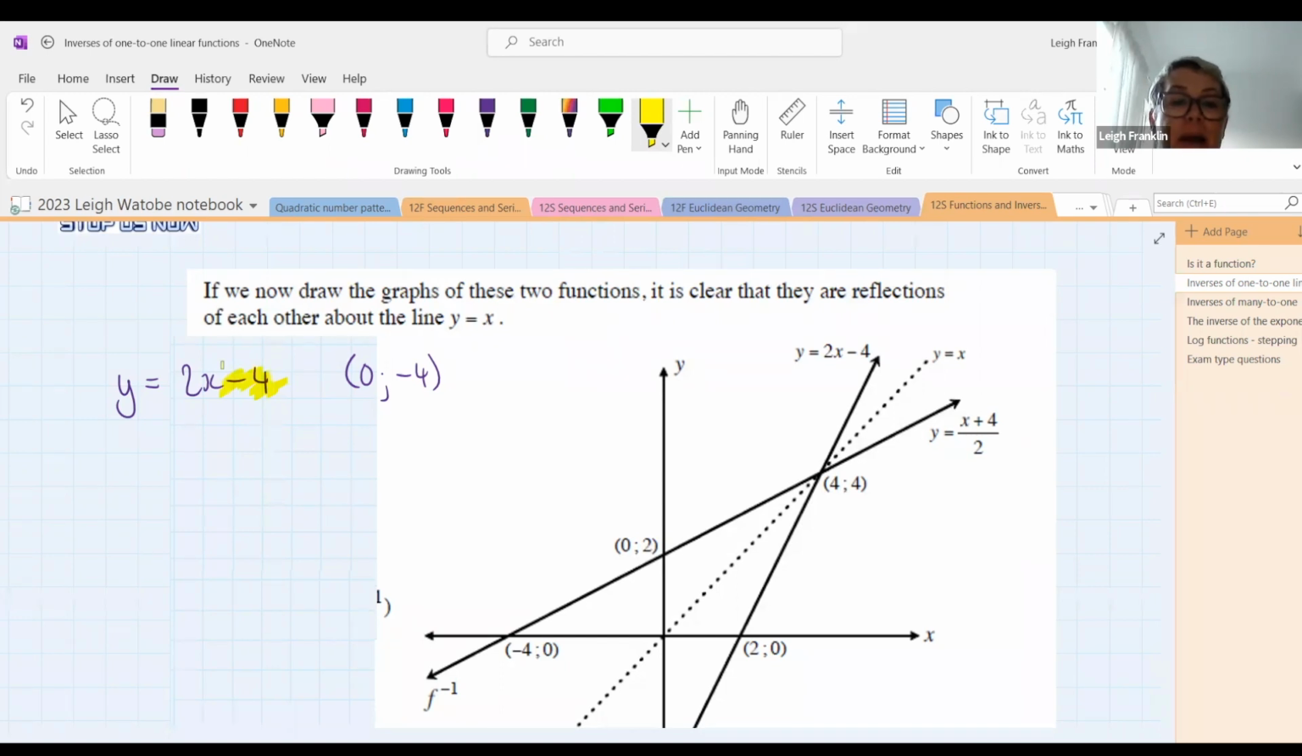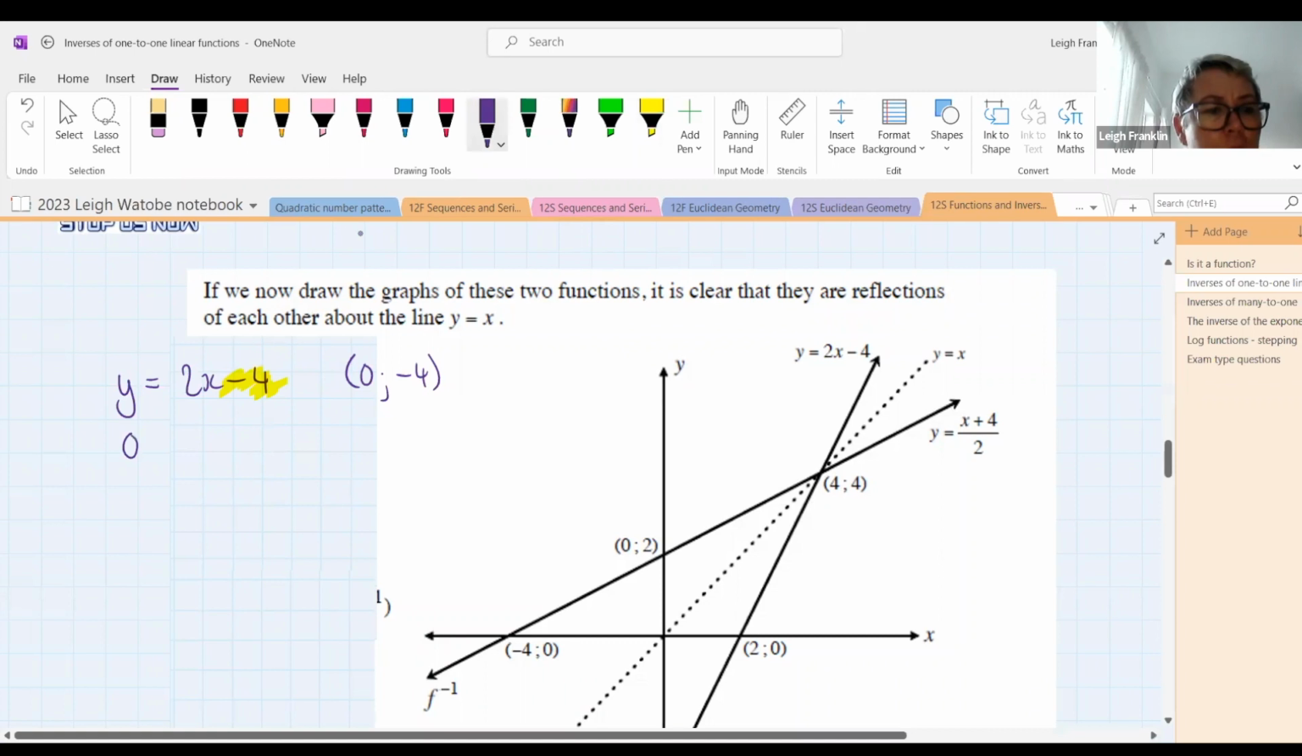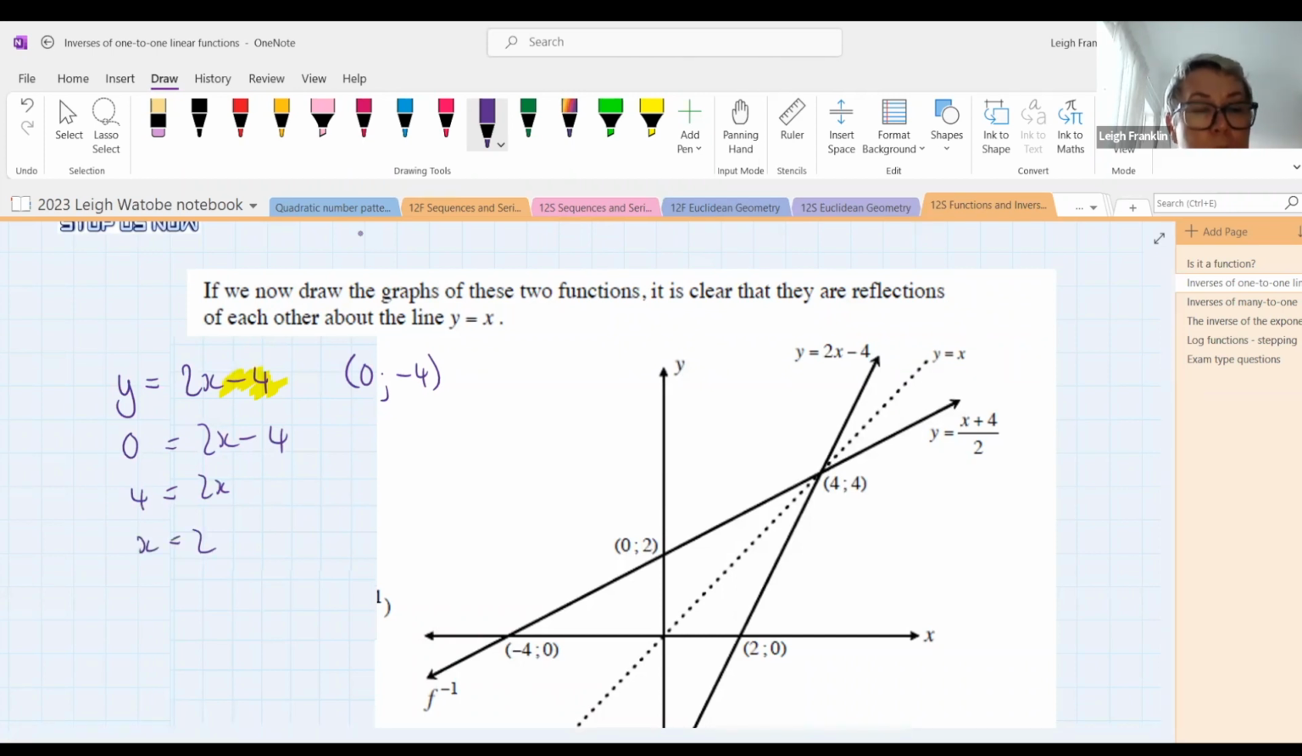In order to get my x-intercept, I need to let y be equal to 0. So that's not a difficult thing for me to do. So 0 equals 2x minus 4. That means that 2x would be equal to 4. Divide both sides by 2. So x would be equal to 2. So the coordinates of the x-intercept would be 2 and 0. So now I can go ahead and sketch this line now that I've got these 2 points.